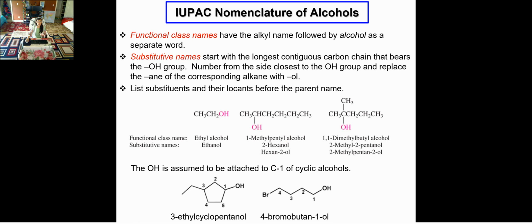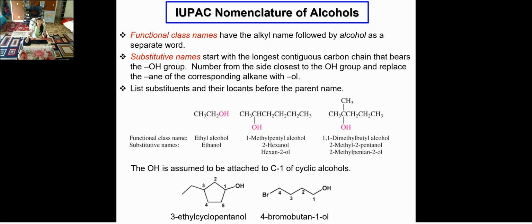Pentane changes to pentyl. On carbon 1 of your pentyl, you have a methyl. You call it 1-methylpentyl alcohol. That's your functional class. For the substitutive class, you find the longest carbon chain, totally 6 of them: 1, 2, 3, 4, 5, 6. You count from the side which gives the smallest locant for your OH. Totally you have 6 carbons, so you call it hexane. You change hexane to hexanol.